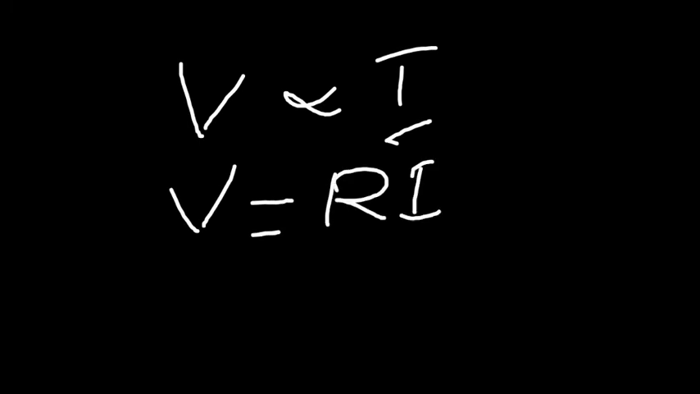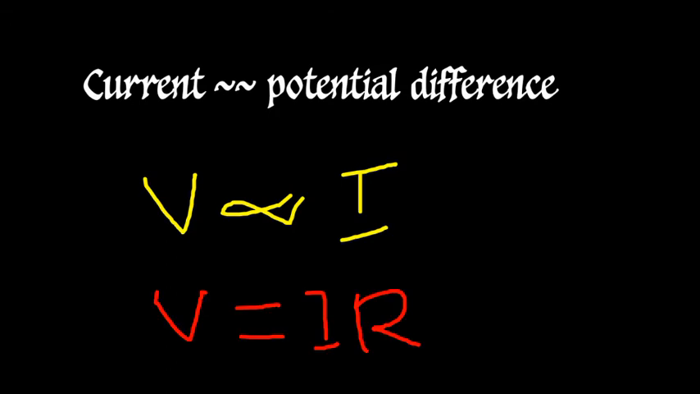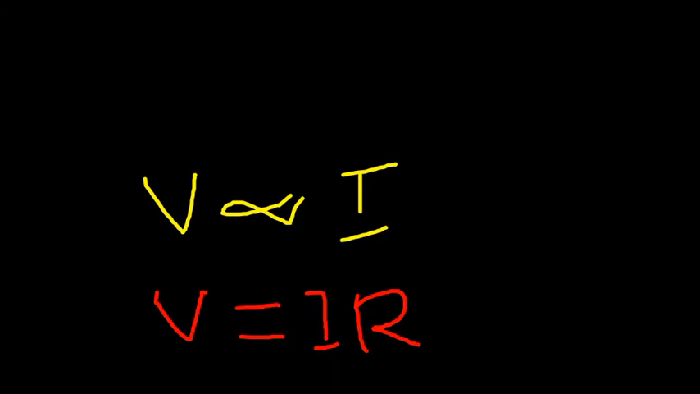Voltage and current are directly proportional. In order to replace the proportionality symbol, we introduce a constant. Then V equal to R into I, or we can write it as V equal to IR. That is the mathematical form of Ohm's law. Once again, the statement of Ohm's law is, at a constant temperature, the current flowing through any conductor is directly proportional to the potential difference across its ends. It is V proportional to I, or V equal to IR, where R is a constant known as the resistance of that conductor. That is the final mathematical form of Ohm's law.